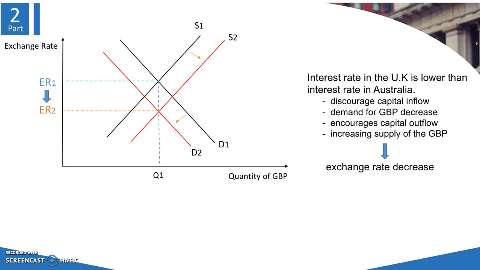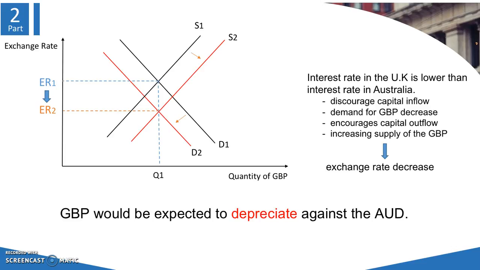Therefore, the lower interest rate in the UK will discourage Australian investors from investing in the UK and discourage capital inflow. This will lead to demand for pounds decreasing. Demand curve shifts to the left. For British people, they are less likely to invest domestically. It encourages capital outflow and increases the supply of pounds. Supply curve shifts to the right. As a result, the exchange rate decreases. The pound will be expected to depreciate against the AUD.